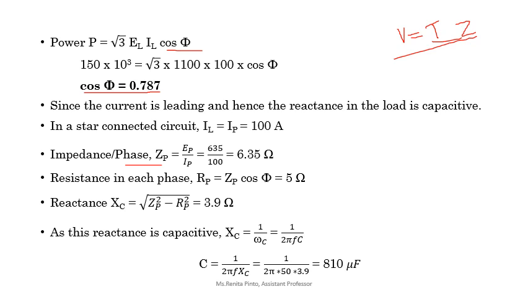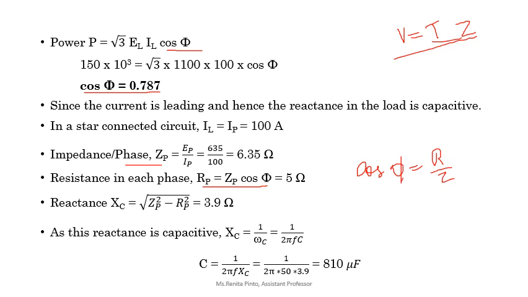Once you find out the impedance, you can use this equation: RP is equal to ZP into cos phi. This is nothing but cos phi is equal to R by Z. You might have already studied this equation. I have just written this so that you don't get confused about where this equation has come from. So cos phi is equal to R by Z. From this equation, you have got this. Substitute impedance, substitute cos phi, you will get your resistance.